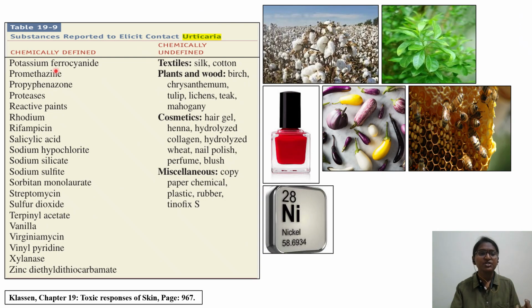In continuation with table 19.9, it's an extensive list. We have vinyl pyridine, vanilla, salicylic acid, rifampicin, anti-tubercular drugs; proteases and certain enzymes are there, xylanase enzyme is there. Textile, plant, wood, like chrysanthemum, tulip; cosmetics are there, henna, hair gel, nail polish; miscellaneous are also there. So try to remember this list.